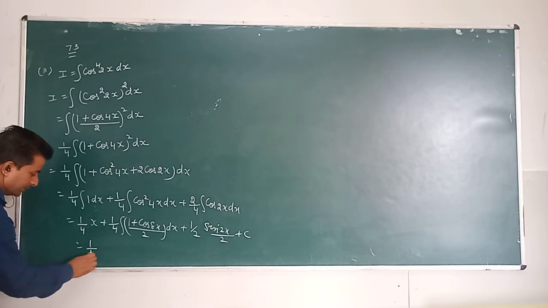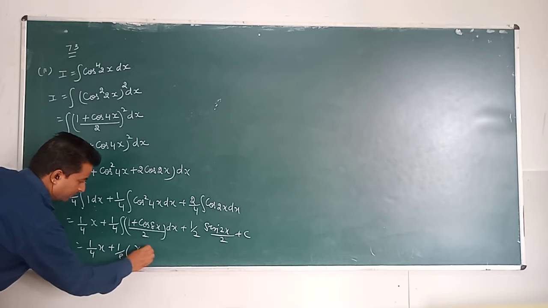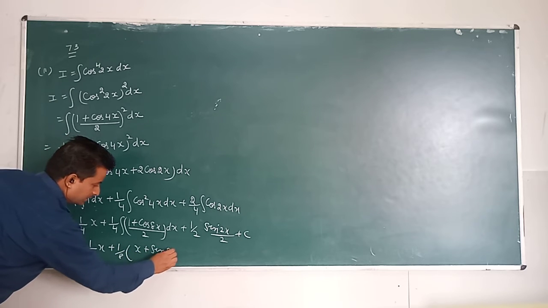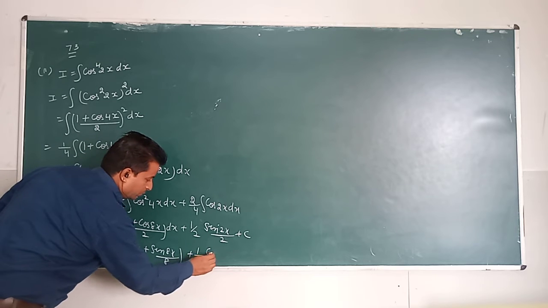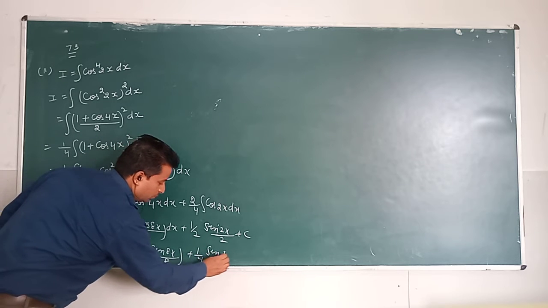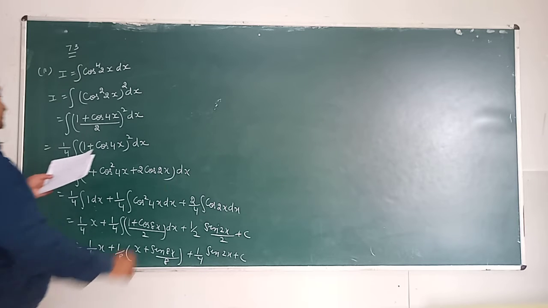So this is 1/4 x, plus 1/8 integration of 1 is x, plus sin 8x upon 8, plus 1/4 sin 2x, plus c. This is the answer of this question.